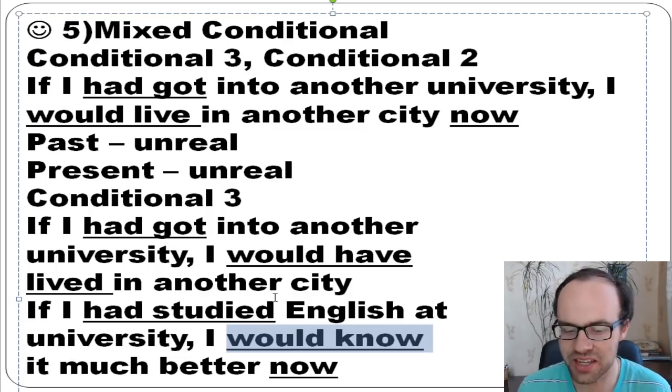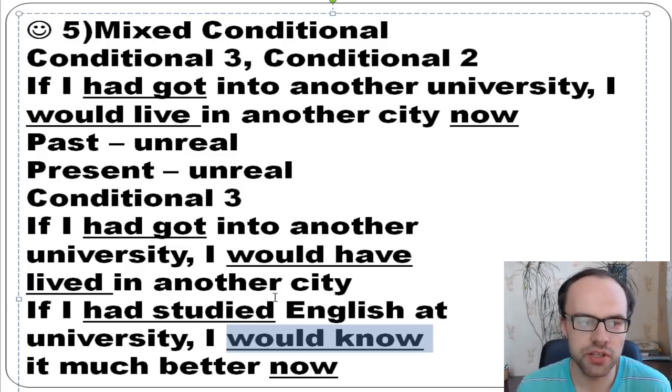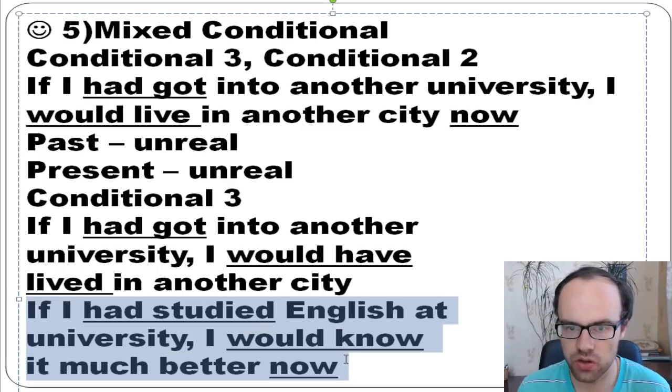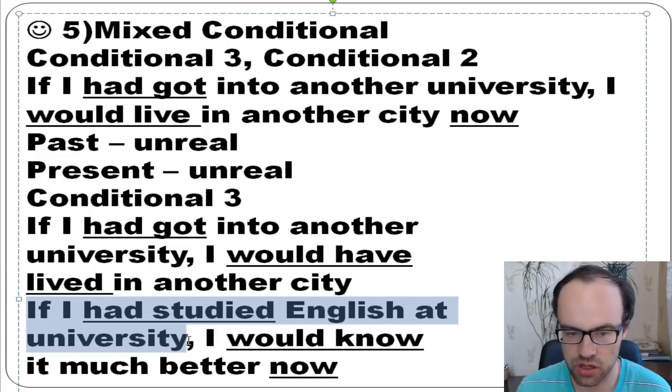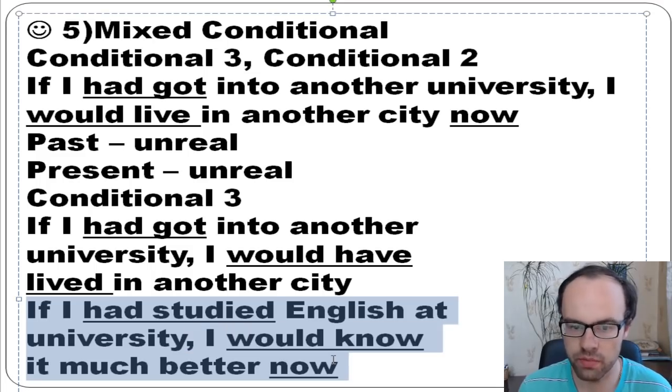And I think 99% of students make this mistake again and again, but if you learn the mixed conditional, I think that you won't make the mistake and you'll use it in your speech very naturally and effectively. Look, if I had studied English at university, I would know it much better now.